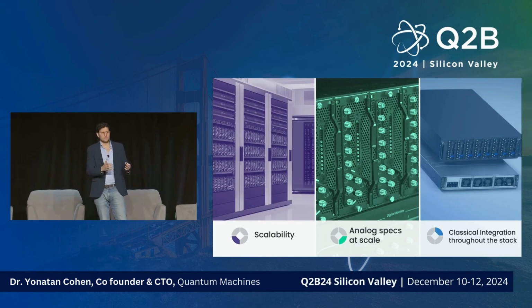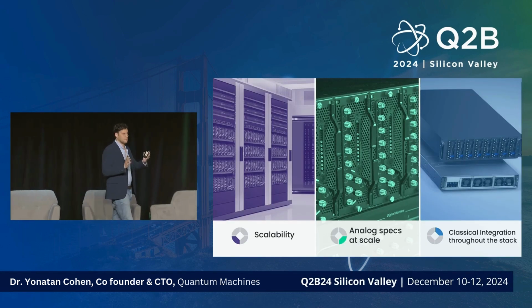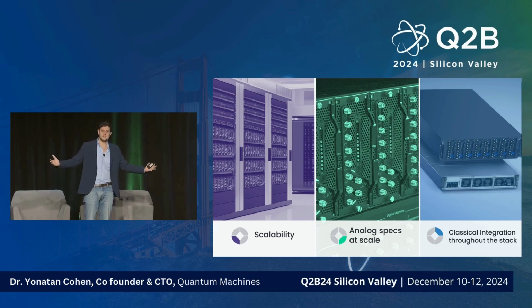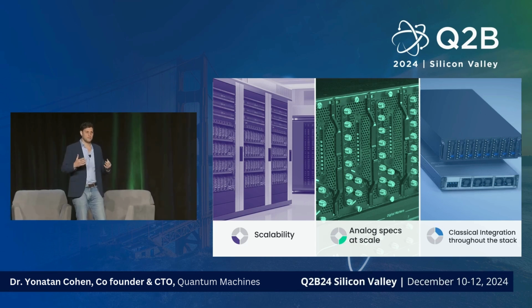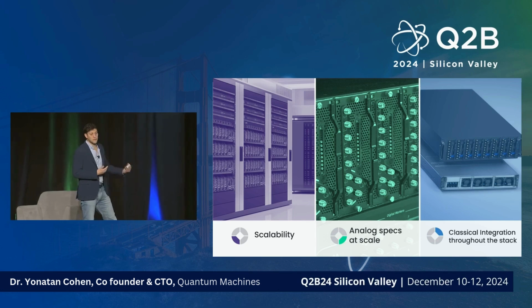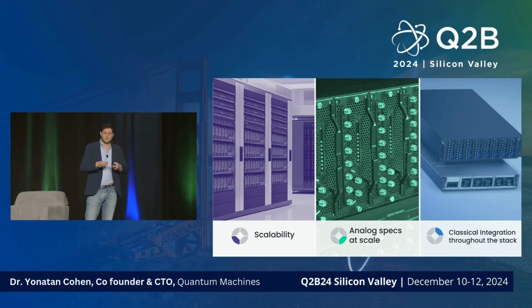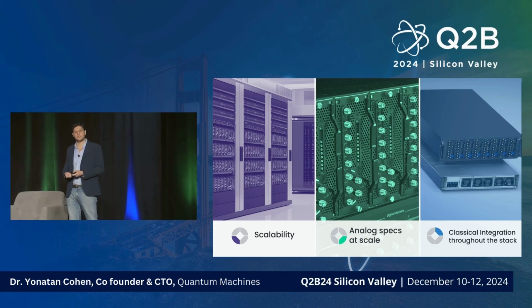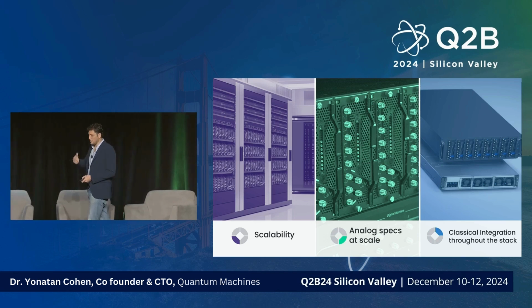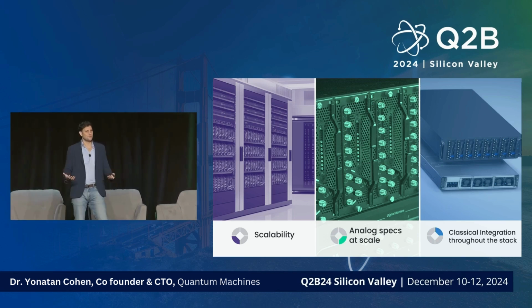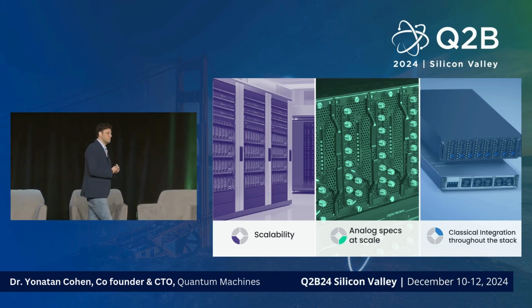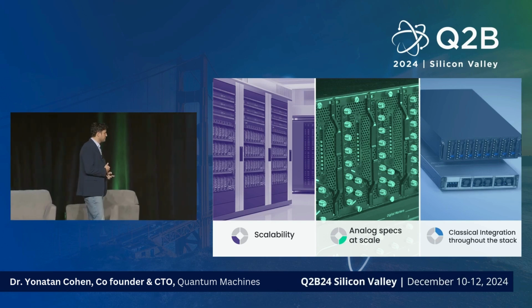Scaling up the control electronics has a few different aspects. First, you simply need to scale the system, allow the control system to be able to connect to and control many, many qubits. Then you need to keep the analog specifications of the control system, even at this massive scale. And finally, because we're working on the hybrid quantum classical approach, to also scale up the quantum classical integration.